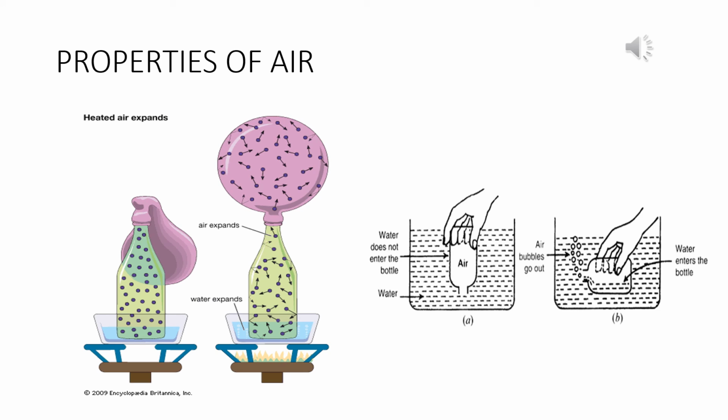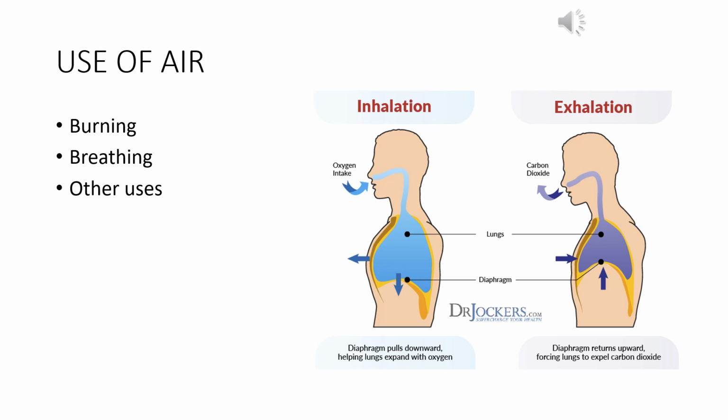Now on the right hand side, we will see that we have two buckets filled with water, and we are dropping one empty bottle inside the water. If we put it down straight, the water does not enter the bottle because air is present inside the bottle. Now as we drown it or tilt it a little bit, the water enters into the bottle, and the air leaves the bottle as air bubbles. So it occupies space.